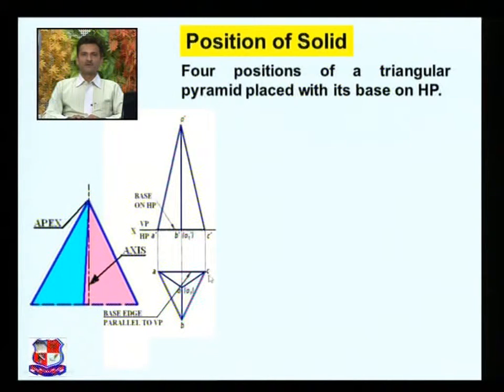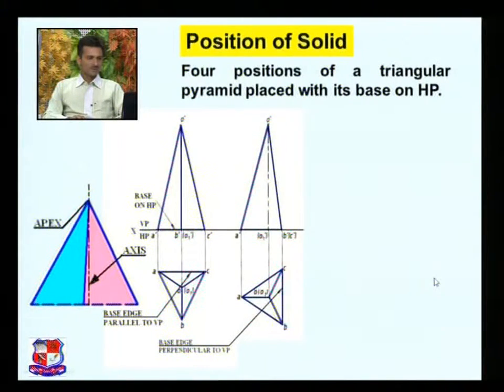Similarly, find out the midpoint of AC and join it with B. So the intersection of these two lines will show the axis of this solid, and from this axis draw a vertical line which represents the axis of this solid, and on this axis mark a point at a distance of this height from the XY line and complete this triangle. And here this base is on HP, and this is the axis and this point is called the apex point of this solid.